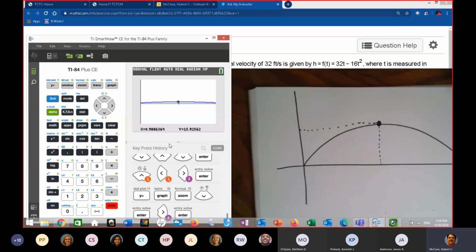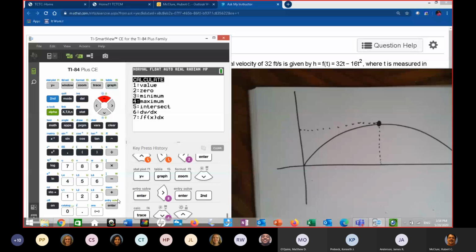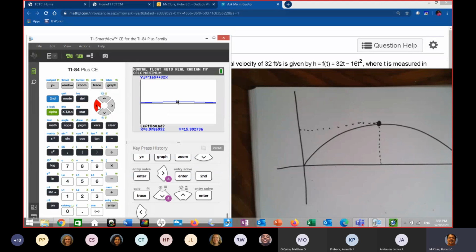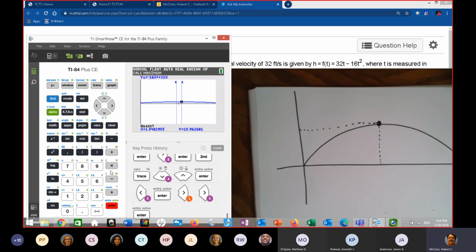And you see that your vertex, we can go to second, trace, and do a maximum. And I can see that I'm real close right in here, so I'm just going to hit enter there. And enter there. And a middle.